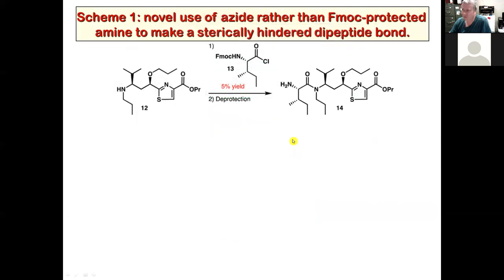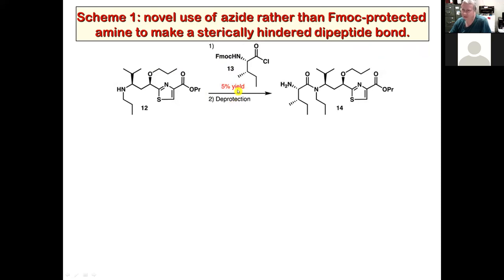All right, so this is one kind of cool synthetic step. If they wanted to attach an amino acid to this amine, you could just use an acid chloride, right? And then a protecting group, like FMOC, is another protecting group. I don't know if I've talked about that one. But yeah, you could just attach it and deprotect, right?